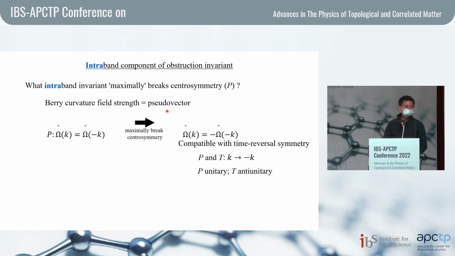Incidentally, this is also compatible with time reversal symmetry. Both P and T invert k to minus k, but of course the fundamental distinction is that one of them is unitary and the other is anti-unitary. So what we want is that the integral of the Berry curvature be large and quantized in half the Brillouin zone.